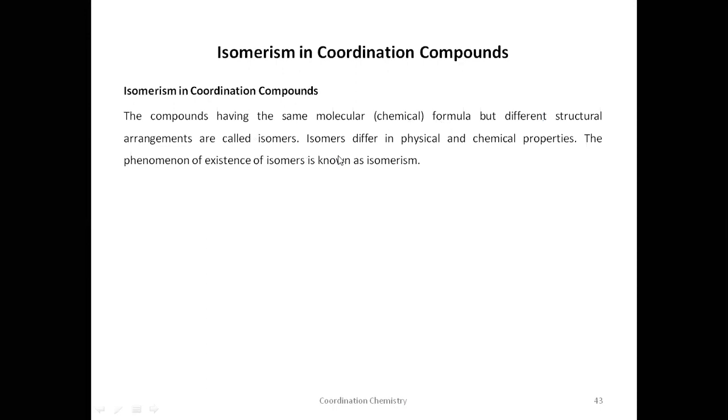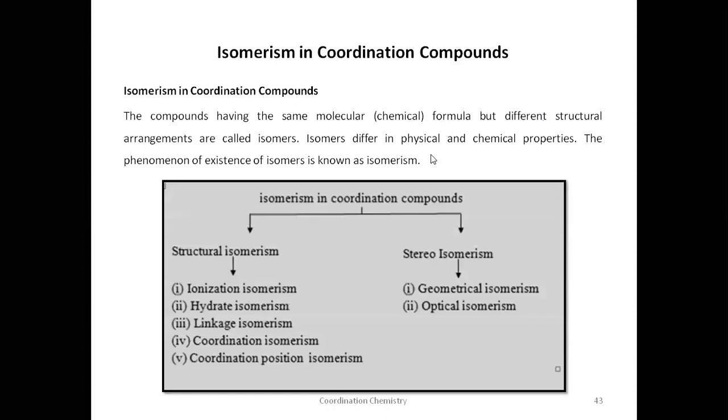What is the basic difference that is observed in these isomers? There are differences in physical and chemical properties. Okay. So if you see isomerism in coordination compounds, it's basically classified into two. One is structural isomerism, the other is stereoisomerism.